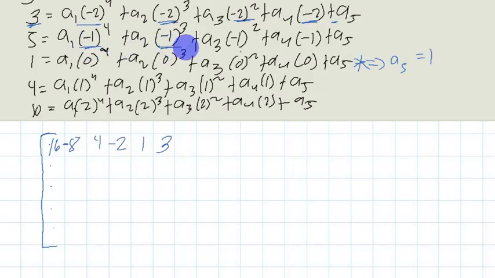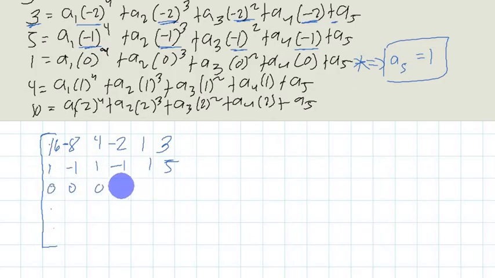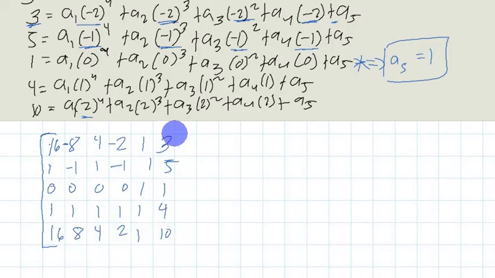So we will do the same for the others, so we can easily solve this problem. I'm going to have here 1, negative 1, 1, negative 1, 1, and then 5. Our third equation, which we have already established, everything is 0 except the last one, and that would be equal to 1. The fourth equation is all 1, so that would be easy as well, except of course for the last one, which would be 4. And finally, we're just going to have here 16, 8, 4, 2, 1, and 10.